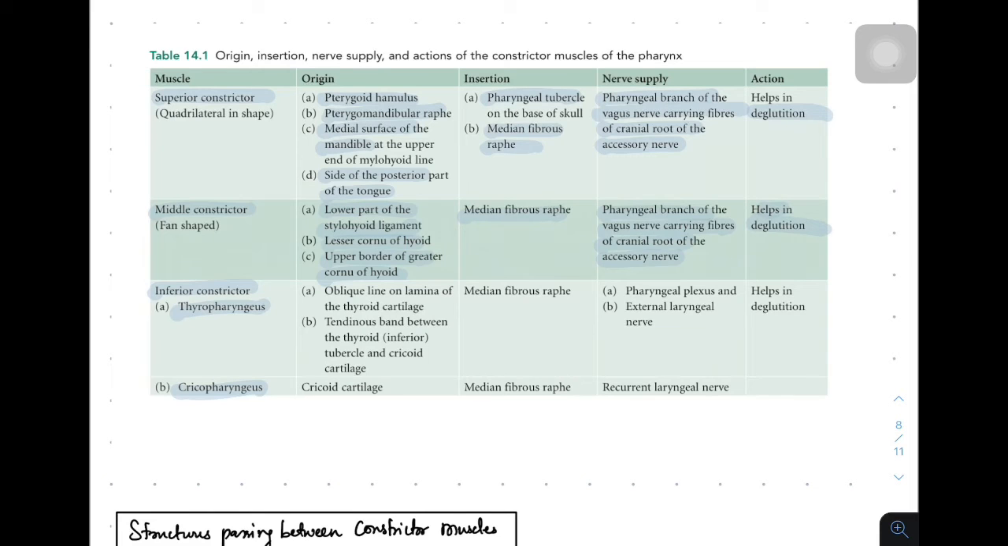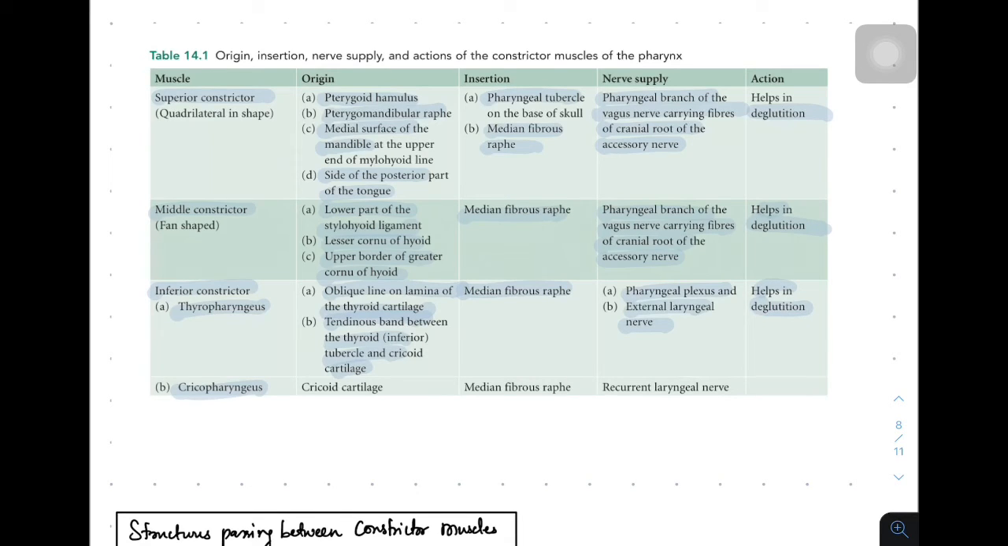Inferior constrictor, two parts: the oblique line on the lamina of thyroid cartilage gives rise to thyropharyngeus. Then the tendinous band between the thyroid and the cricoid cartilage gives rise to a part of the thyropharyngeus also. Then it attaches to the median fibrous raphe. Nerve supply is the same and it helps in deglutition.